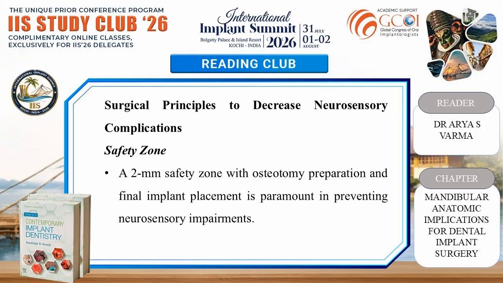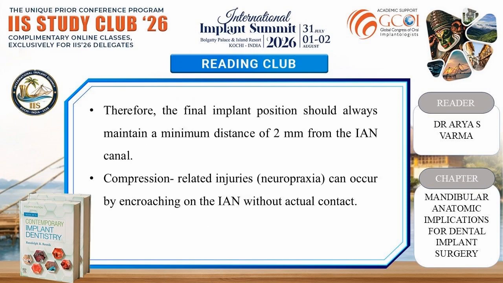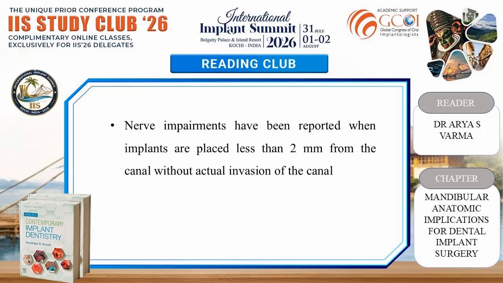Surgical principles to decrease neurosensory complications. Safety zone. A 2 mm safety zone with osteotomy preparation and final implant placement is paramount in preventing neurosensory impairments. Therefore, the final implant position should always maintain a minimum distance of 2 mm from the inferior alveolar nerve canal. Compression-related injuries: neuropraxia can occur by encroaching on the inferior alveolar nerve without actual contact. Nerve impairments have been reported when implants are placed less than 2 mm from the canal without actual invasion of the canal.